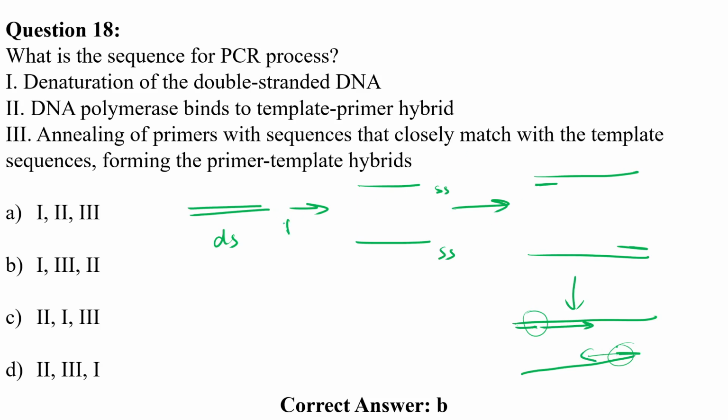So this is denaturation, then this is the annealing, and this is extension.